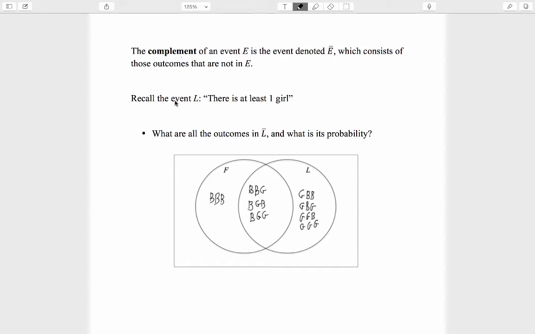As an example, recall the event L, there is at least one girl, in our experiment of randomly selecting a family with 3 children and observing the birth order of boys and girls. We can ask, what are all the outcomes in L complement, and what is its probability? The event L complement is the event that L does not happen, that there's not at least one girl. So there is only one outcome in L complement. L complement therefore has probability 1 out of 8.